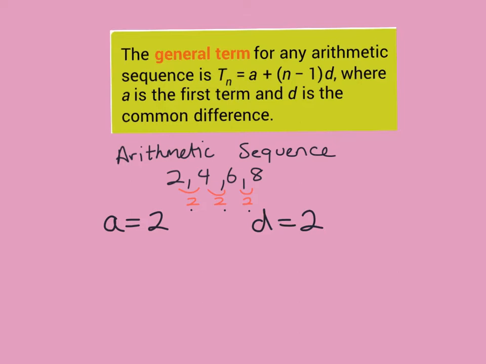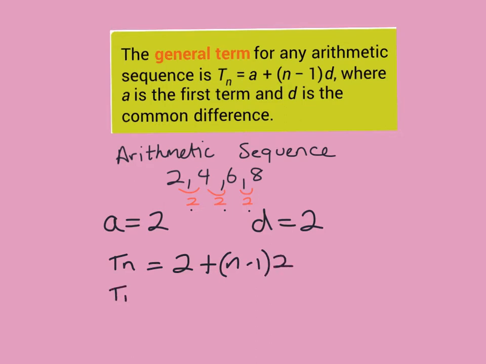so that when we're trying to find the 100th term, let's say for example, of this sequence 2, 4, 6, 8, then all we have to do is put in n as 100, and that will give us the 100th term. So in order to write the general term for this, we have Tn equals, we know that a is 2, plus (n minus 1), that doesn't change, and our d in this case is 2.